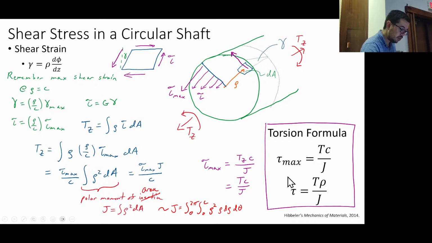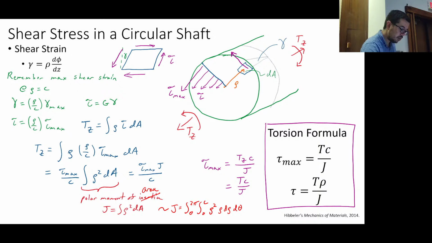We have a max shear stress and we have a tau, right? And the max is just using the outer radius. The tau is going to be using the distance from the center, the rho, and they're both over J. Okay, any questions on this? Yes?